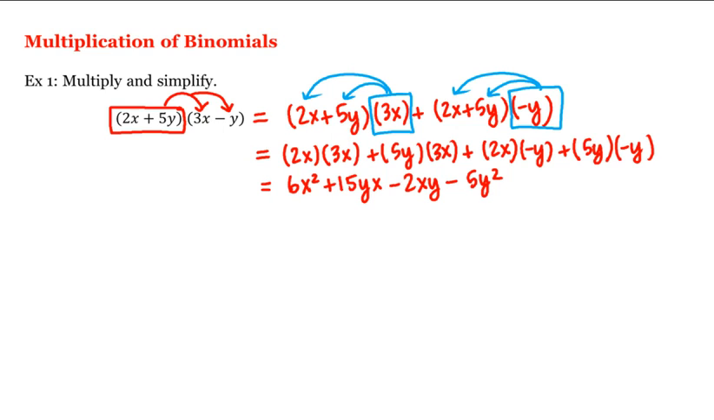And now 15yx and negative 2xy are like terms because yx and xy are equal by commutativity. So we can combine them, which gives us our answer of 6x squared plus 13xy minus 5y squared.